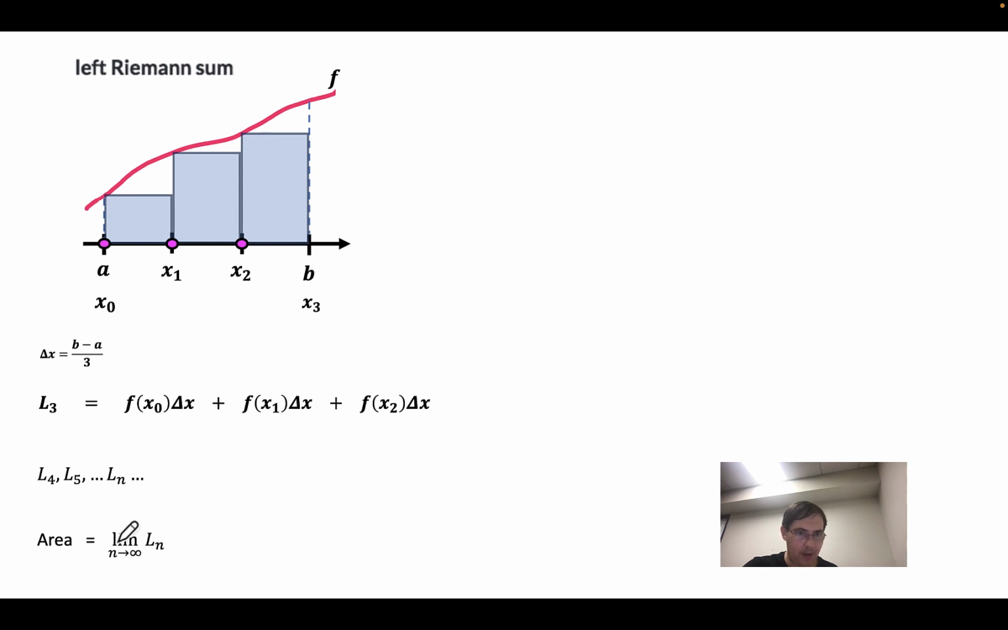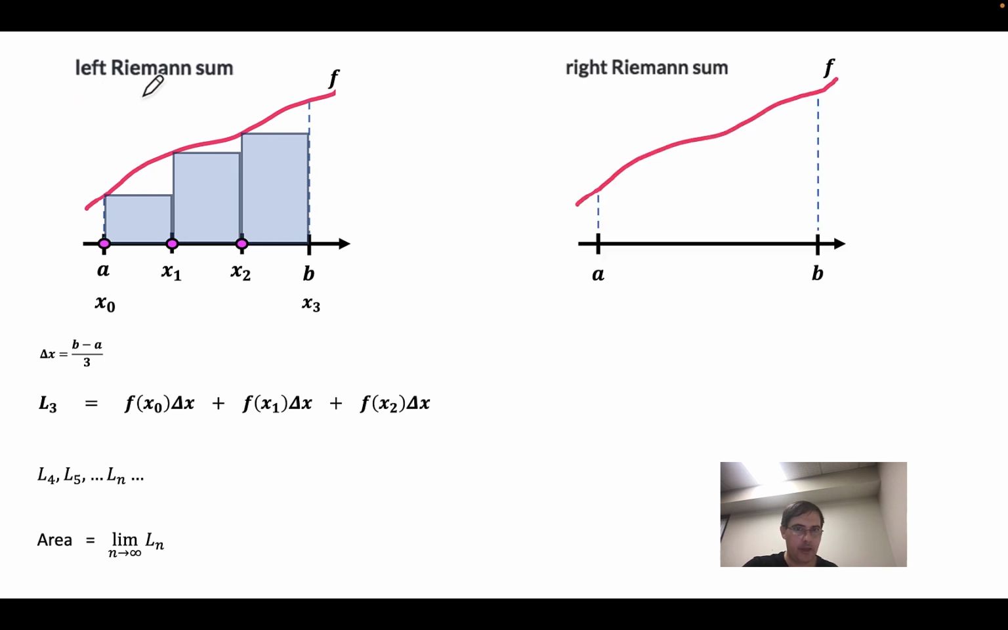Now, the area of interest, the area underneath the function, would be the limit of the sequence Ln when n goes to infinity. That's the construction of the left Riemann sum. And there's a similar construction: those are the right Riemann sums. The difference is that the sample points would be the right endpoints as opposed to the left ones.